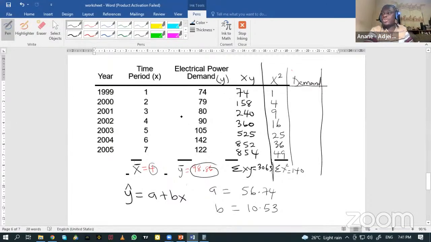So if you are asked to calculate demand for period 1, that means X is going to be 1. So Y bar is equal to, okay, let me come down a little bit.